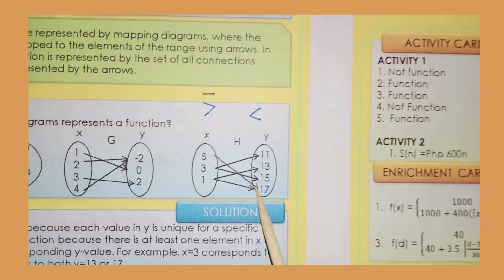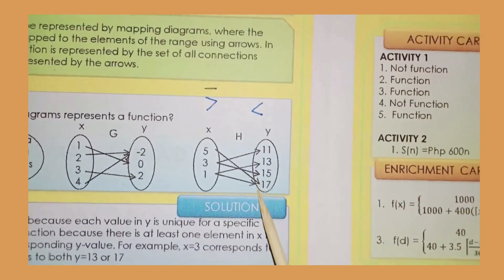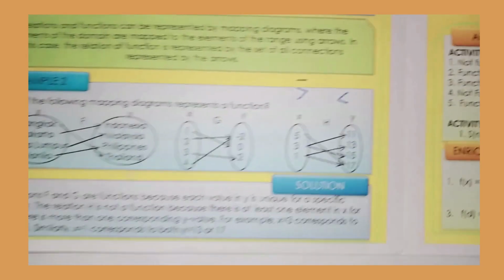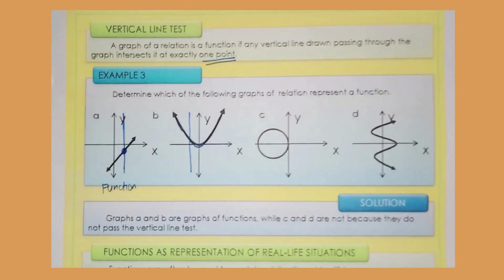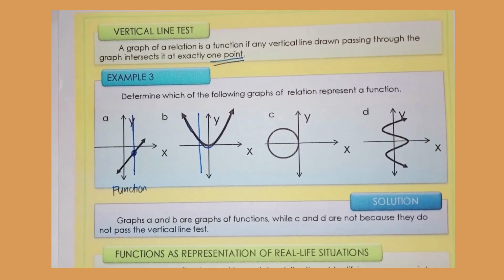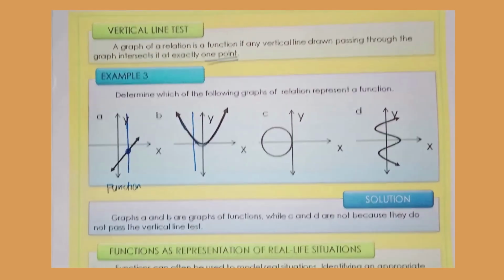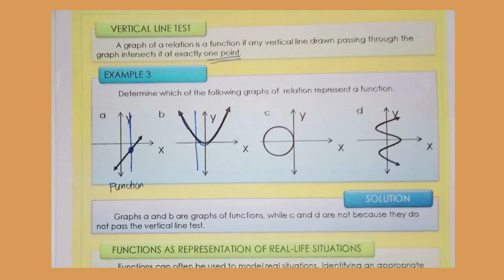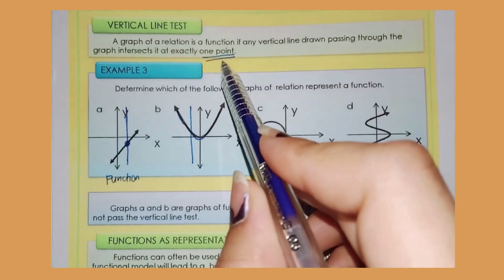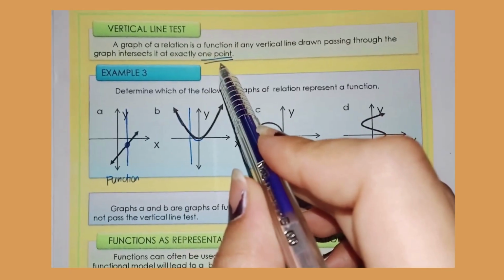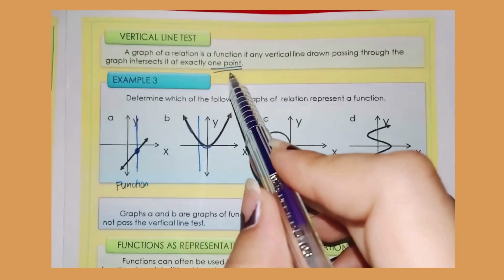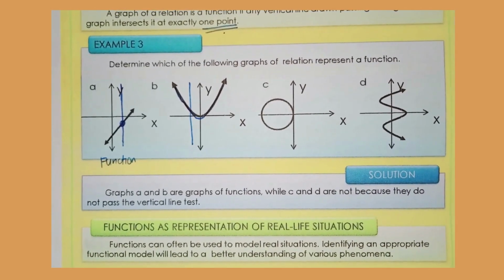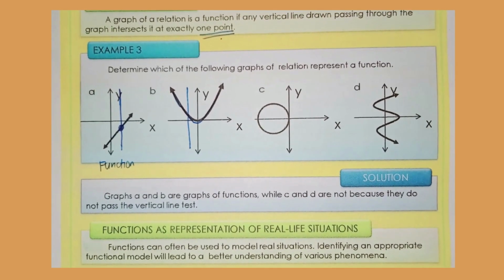Dahil merong symbol na ganyan, ang tawag naman dito ay not function. Vertical line test. A graph of a relation is a function if any vertical line drawn passing through the graph intersects it at exactly 1 point. So, we need to remember 1 point. So, ito yung example number 3. Determine which of the following graphs of relation represents a function.